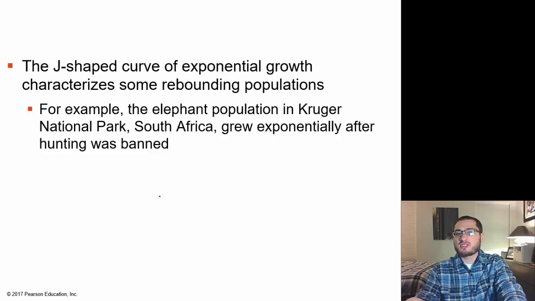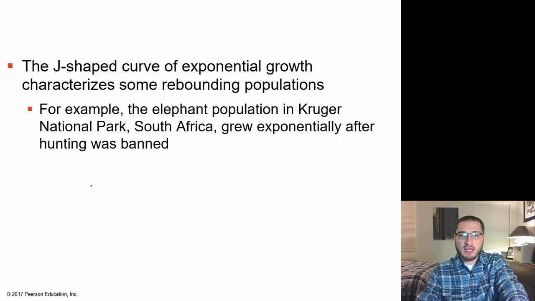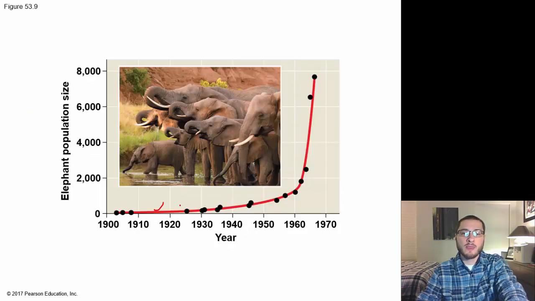So, for an example, the elephant population in this national park, an elephant refuge, you're going to see exponential growth after they banned hunting and started to protect the elephants. While you have a time where they were constantly going down rapidly, once they banned the poaching, now you see that they're going to increase. And when they do increase, they are going to increase exponentially. So when you see that, starting here and it exponentially increases, that is going to be our J-shaped curve of exponential growth.